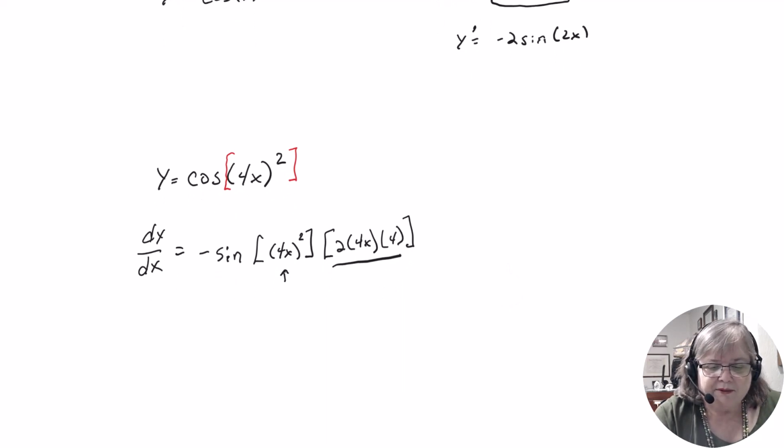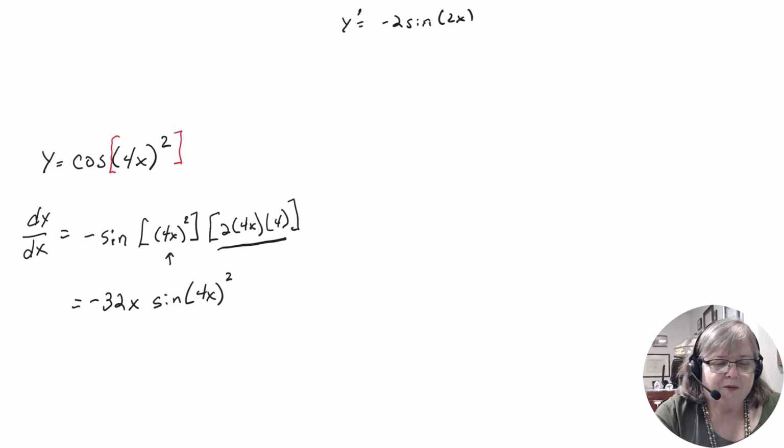So you have 2 times 4x is 8x times 4 is 32x. You have this negative sine of 4x squared.